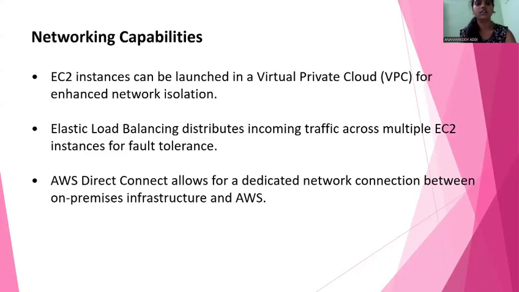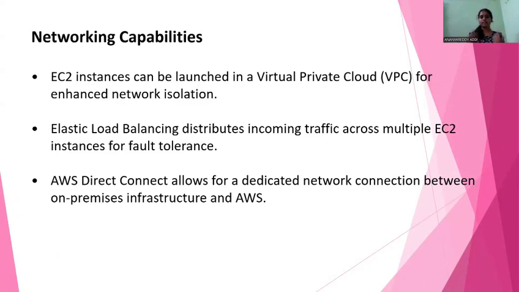And now, networking capabilities. So how does EC2 handle networks since it has to provide various cloud services? How does it handle the networking? It uses the VPC, that is virtual private cloud. And this virtual private cloud provides an isolated network environment.